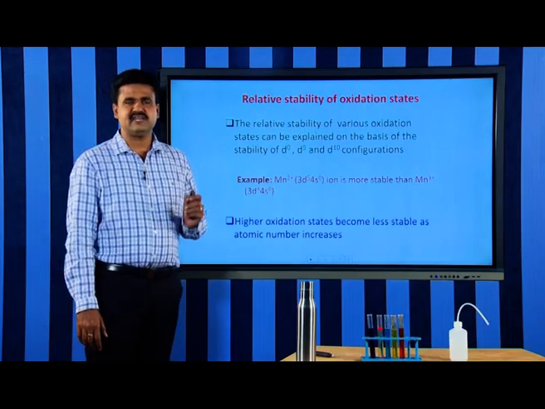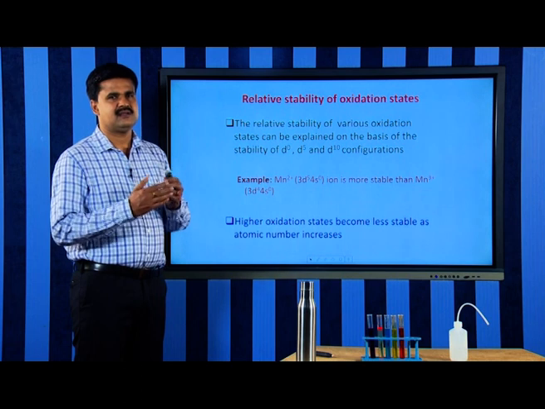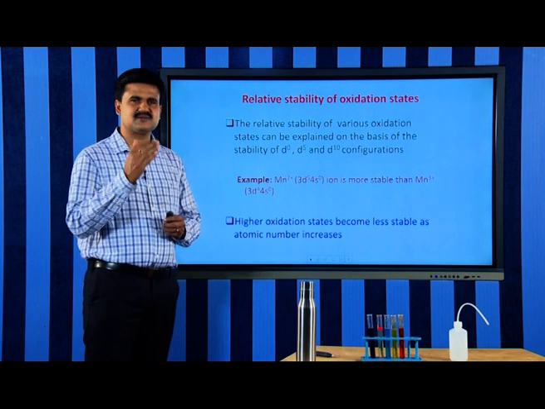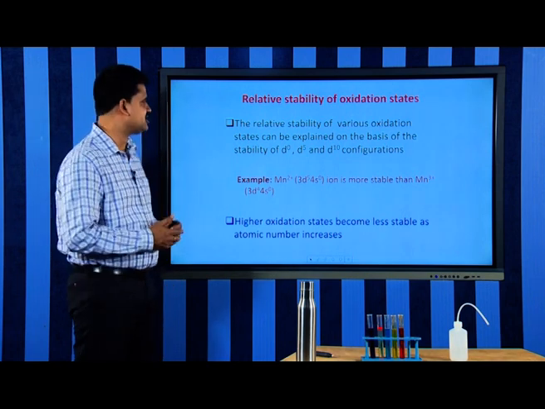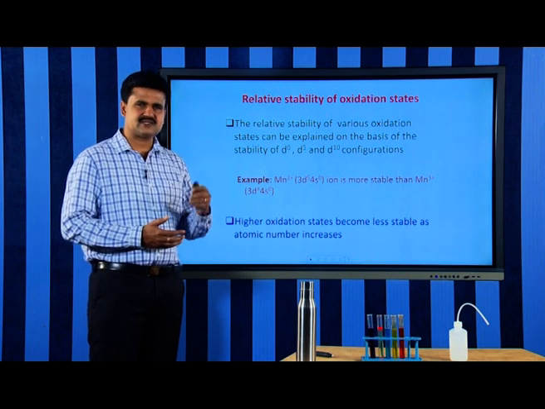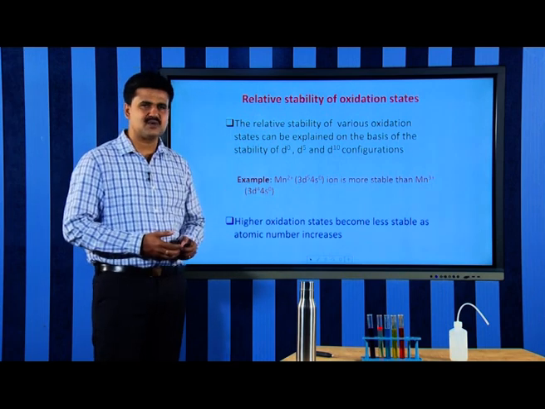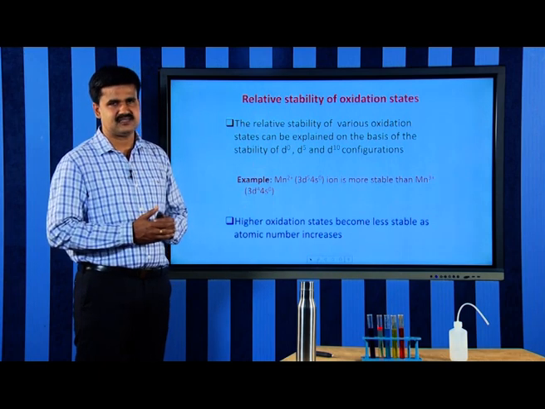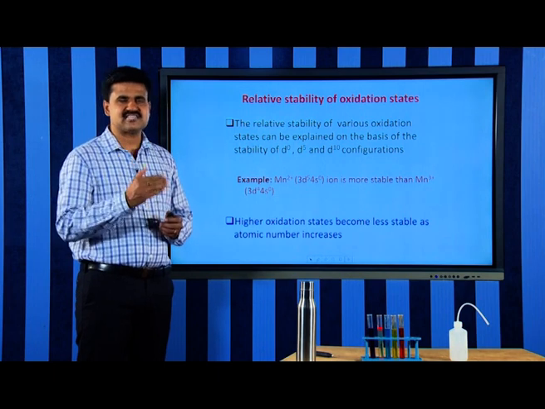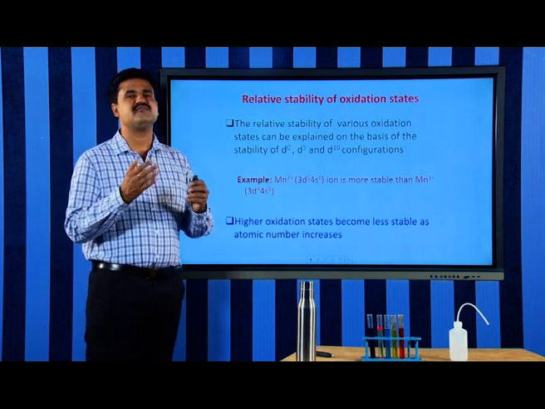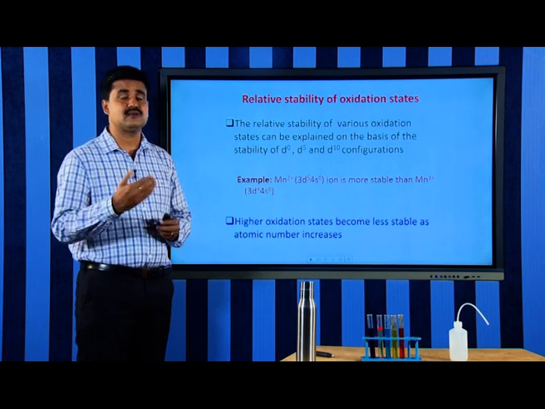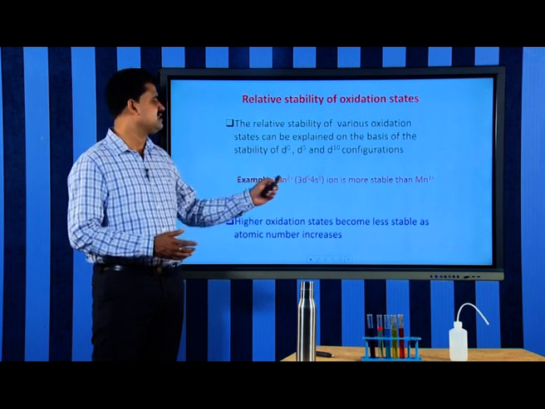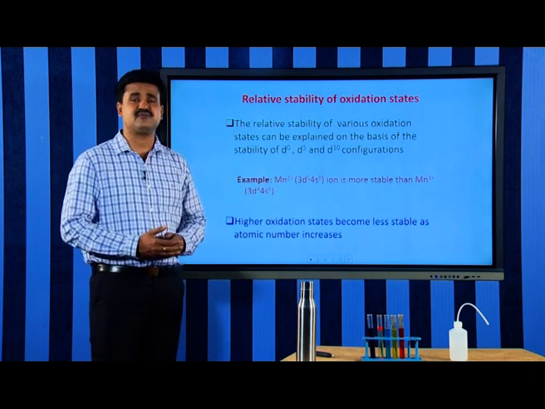Relative stability of different oxidation states. It is of no doubt that the relative stability of different oxidation states is associated with stable electronic configuration. Electronic configurations such as d0, d5 and d10 always have some extra stability. Therefore, a particular oxidation state with this type of electronic arrangement will be more stable compared to other oxidation states. For instance, if you are taking manganese 2+, it has an electronic arrangement of 3d5 4s0.